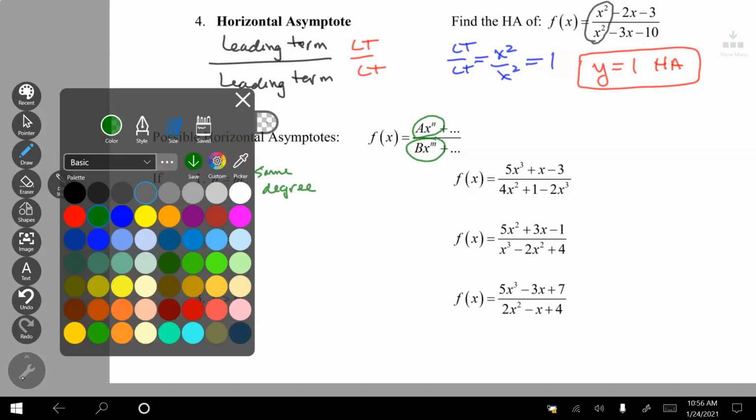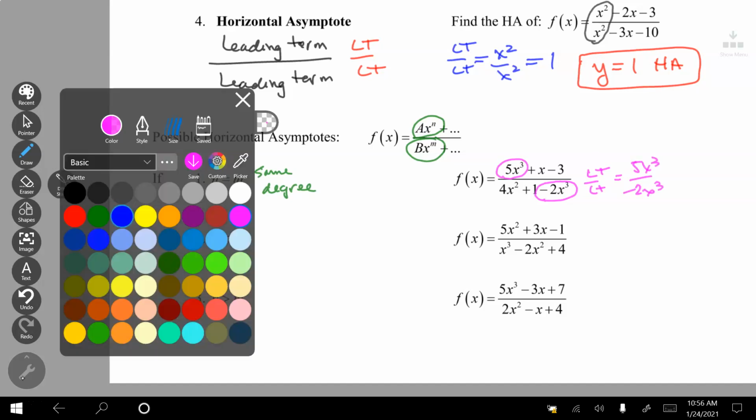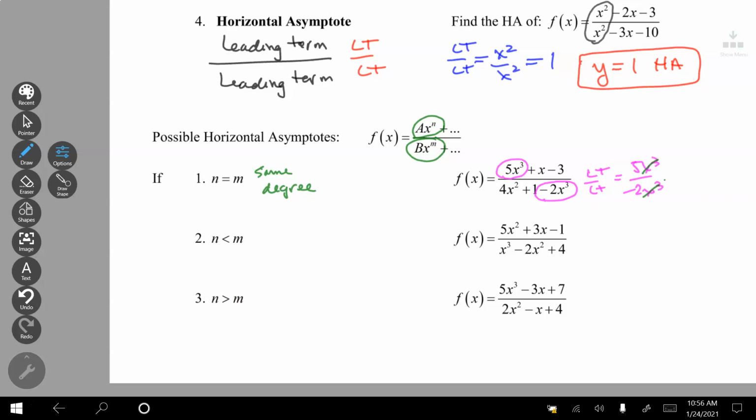So I have an example over here where I have things at the same degree. I do LT over LT. My LT on top is 5x cubed. My LT on the bottom, it's not the first one, it's -2x cubed. So LT over LT is 5x cubed over -2x cubed. The cubes cancel. I get -5 over 2. So I have y equals -5 over 2 as my HA.